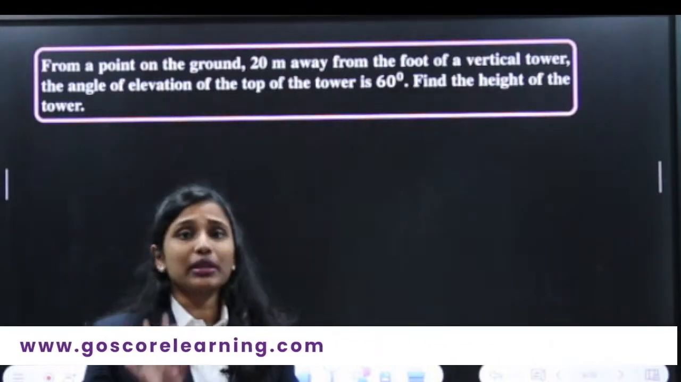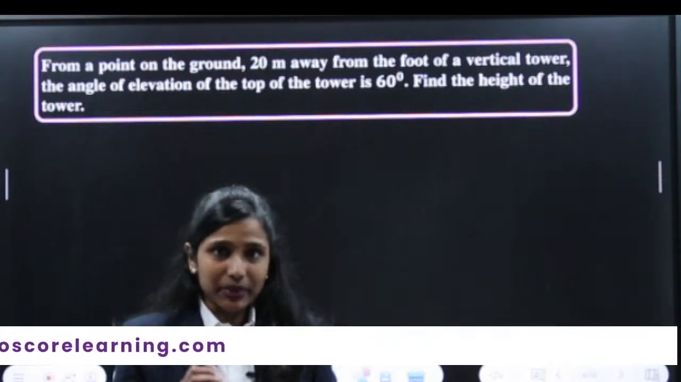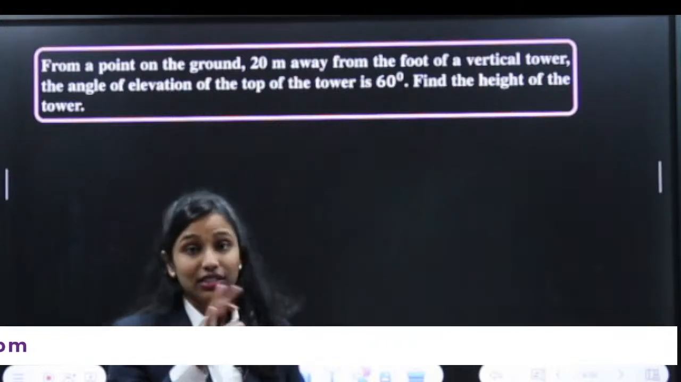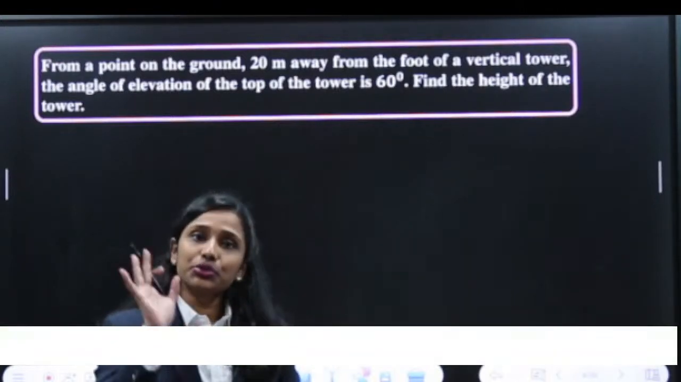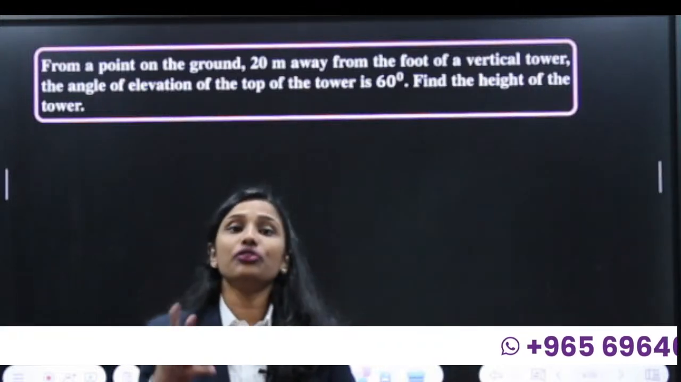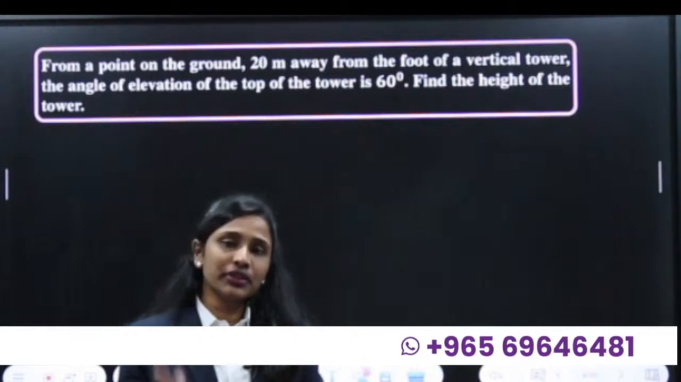Okay. And you have to remember, in this chapter, all questions need a figure. If the figure is not given in the question paper, you have to draw a figure. And that figure has some marks. If it is a 4-mark question, 1 mark is definitely for the figure.